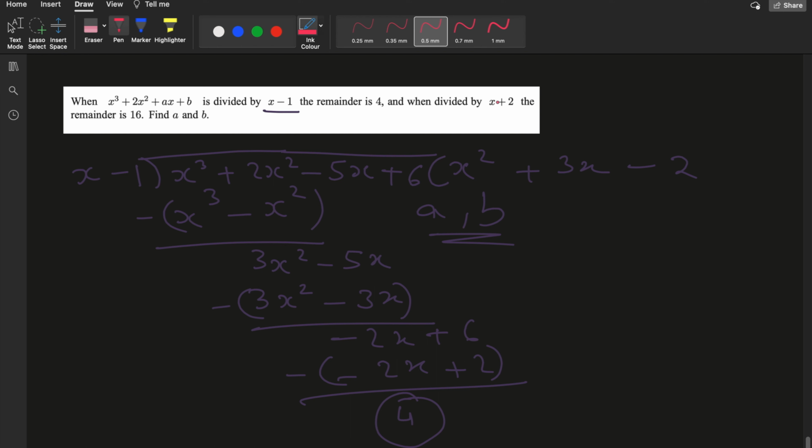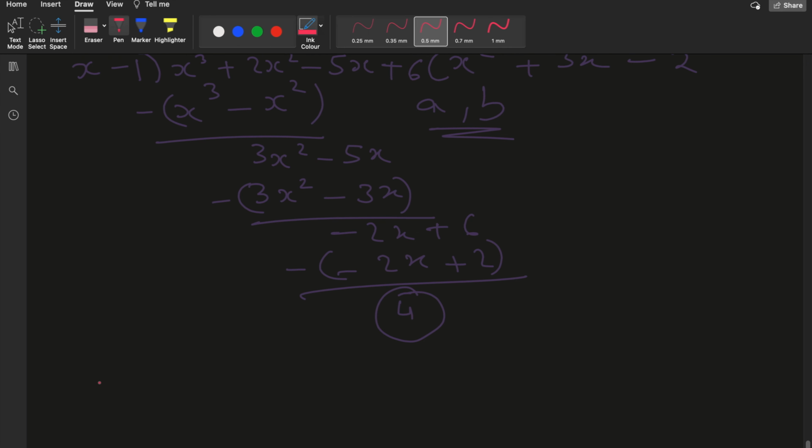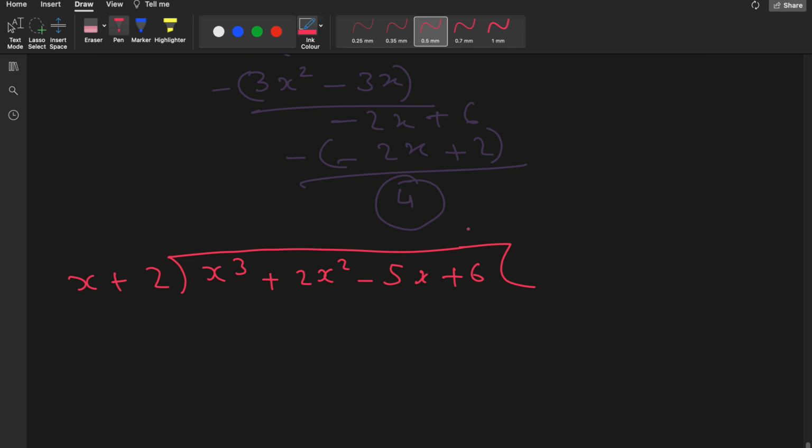Okay, so let's divide by x plus 2 to also confirm that the remainder is 16. So let's do that. This is just to confirm again. This is just simple long division. So x squared, so x cubed plus 2x squared. So this whole thing cancels out.